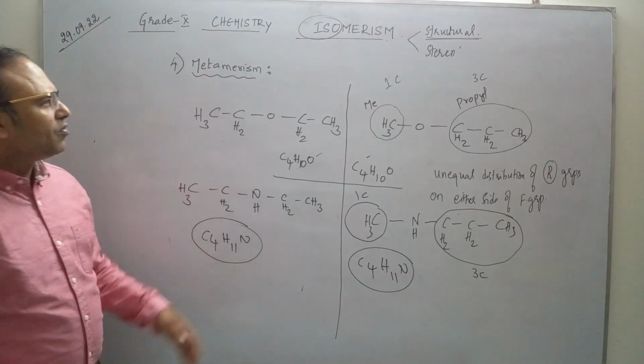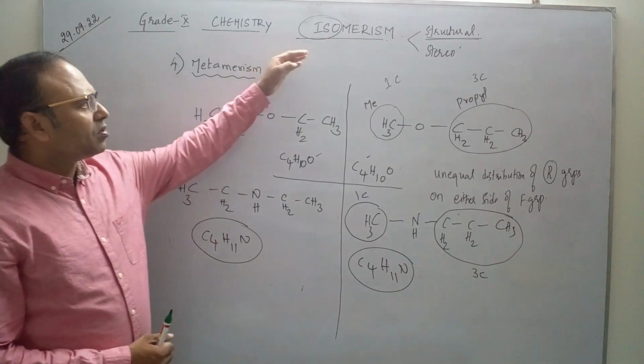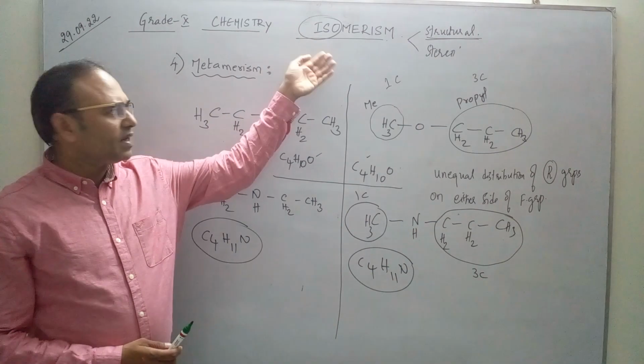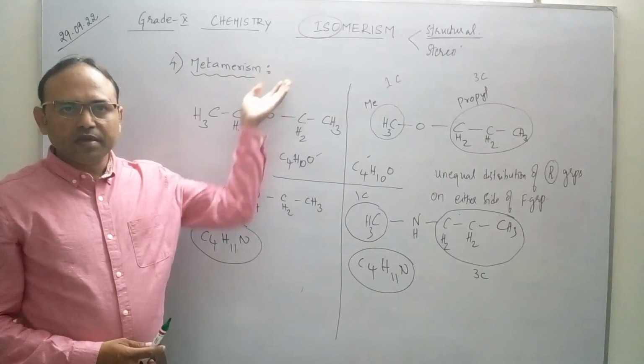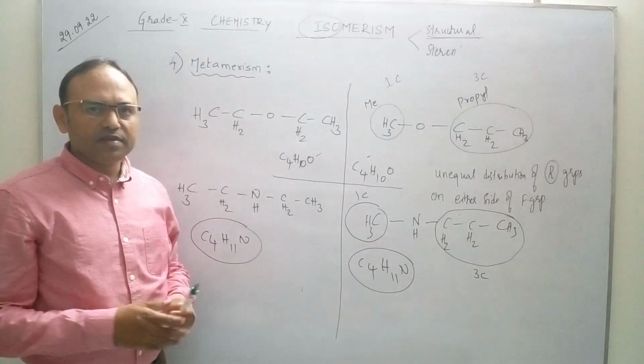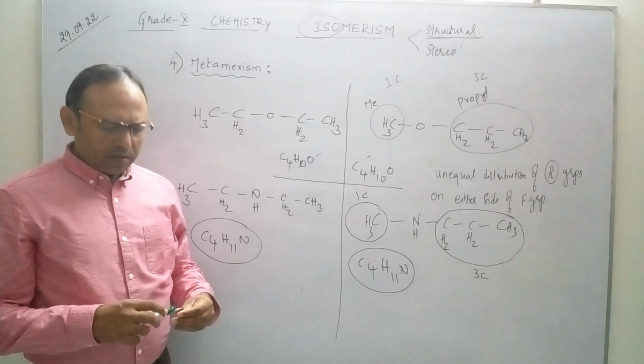So with this we have completed all the 4 types of isomerism. So for grade 10 we have 4 types, and if you move to the higher level we will study 2 more isomerisms. Thank you so much.